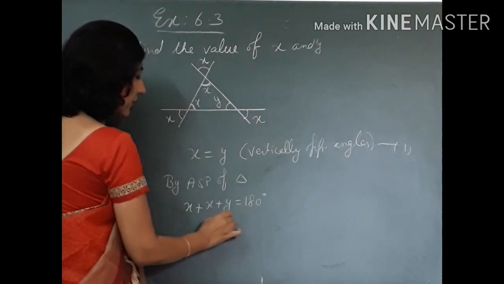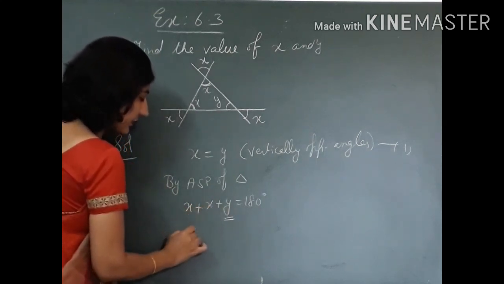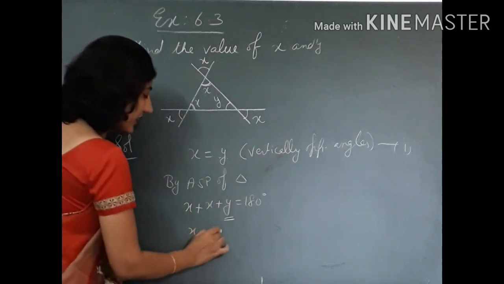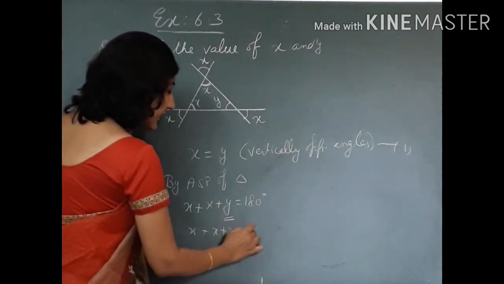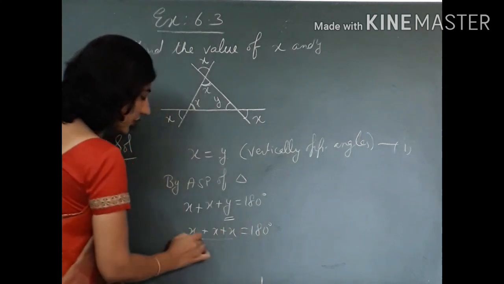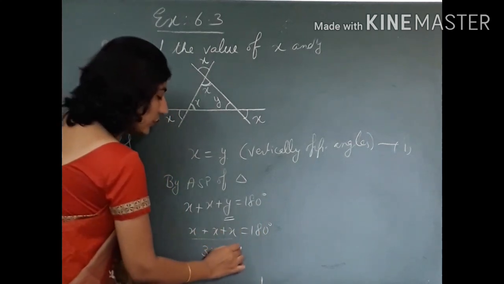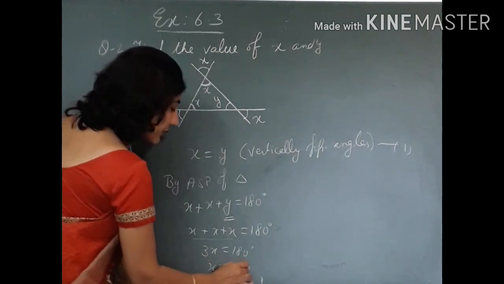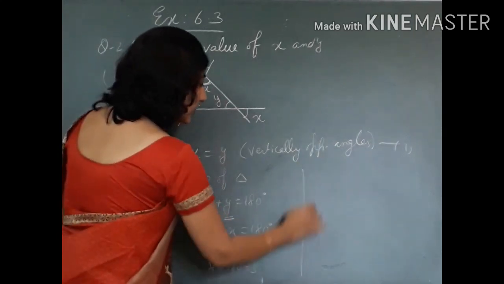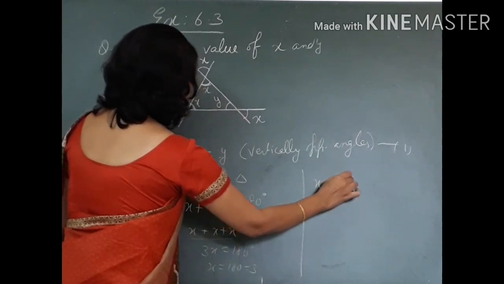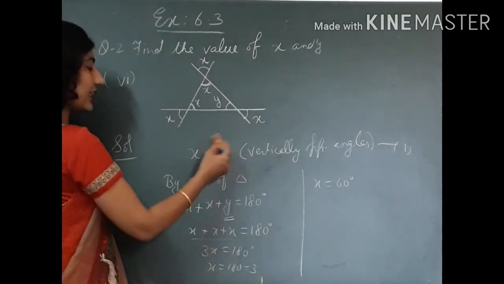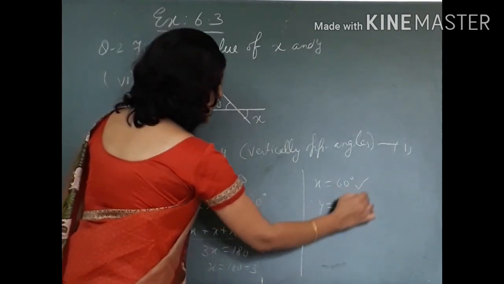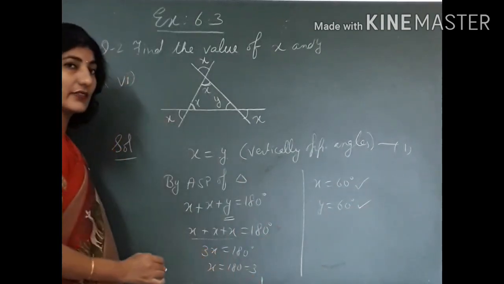Now here the value of y. Here I have x plus x plus y, and x and y are equal. So in place of y I can write here x. So x plus x plus x equals 180 degrees, or you can say 3x equals 180 degrees. This implies x equals 180 divided by 3, that is x equal to 60 degrees. So the value of x is 60 degrees and x and y are equal. Therefore y will also be equal to 60 degrees. So these are the two values of x and y.